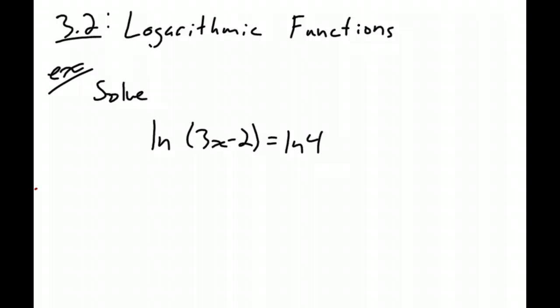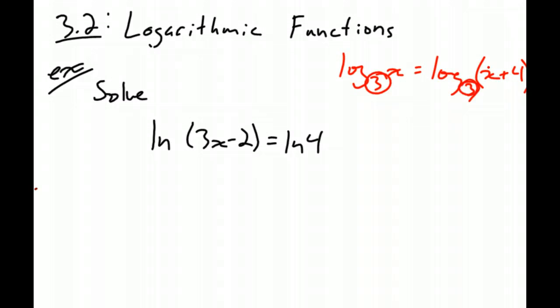Last type of problem you may see is something like this, where you have the natural log of something equals natural log of something else, where you may have something like log base 3 of x equals log base 3 of x plus 4 or something. The only thing you really have to make sure is that the bases are the same in your log. Since in this case I know I have natural logs, my base is going to be e no matter what. So I have the same base. So this is similar to the exponential. Since I have natural log of something equals natural log of something else, then that something must equal that something else in order for this to be true.